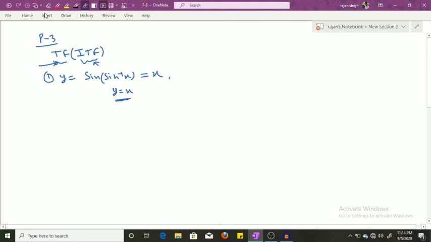Now see here, what are we saying? Sin inverse x. So x should belong to the domain of sin inverse. What is the domain of sin inverse? Mod x less than or equal to 1. And since y equal to x, y also satisfies mod y less than or equal to 1. It means x belongs to minus 1 to 1 and y also belongs to minus 1 to 1.